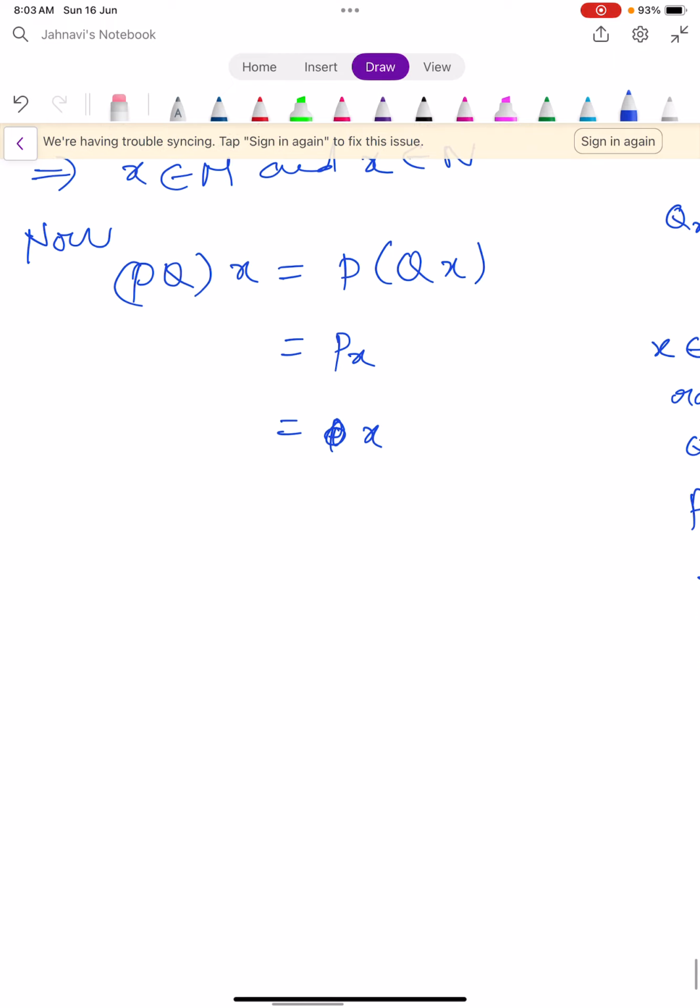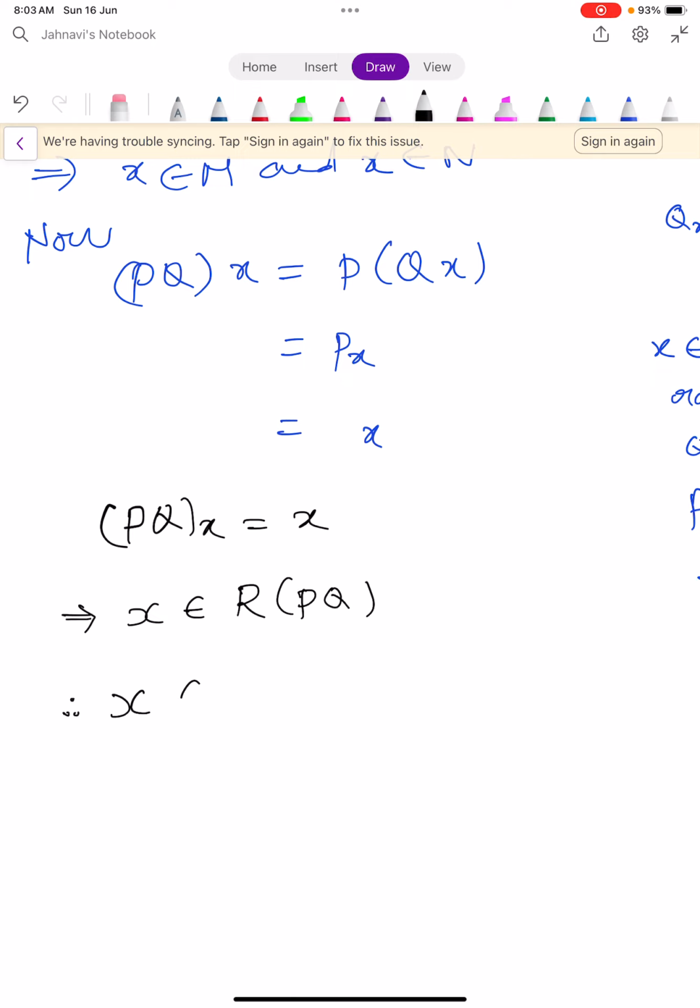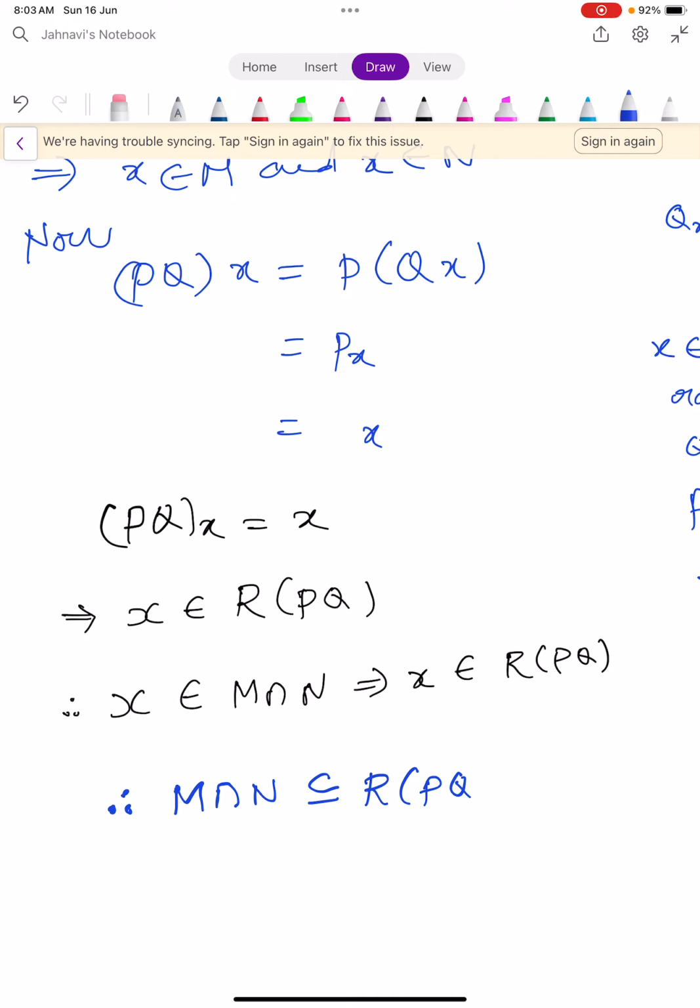So we prove that PQ of x is equal to x. This condition shows that x belongs to the range of PQ. Therefore, we take x in M intersection N and prove that x lies in R of PQ. This shows that M intersection N is a subset of R of PQ. Let it be equation number 1.